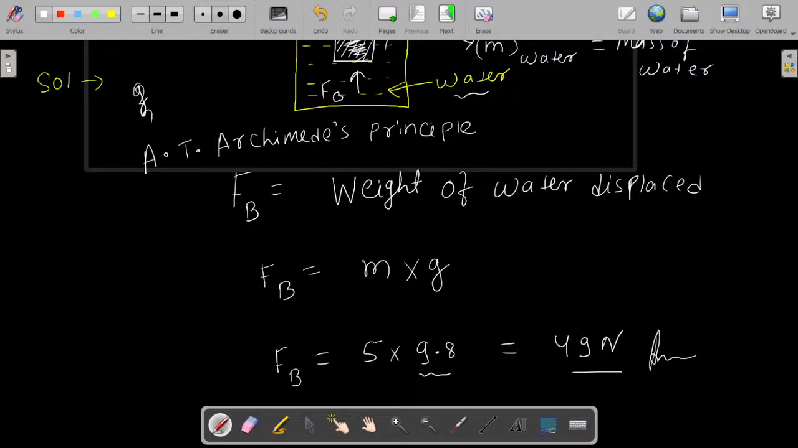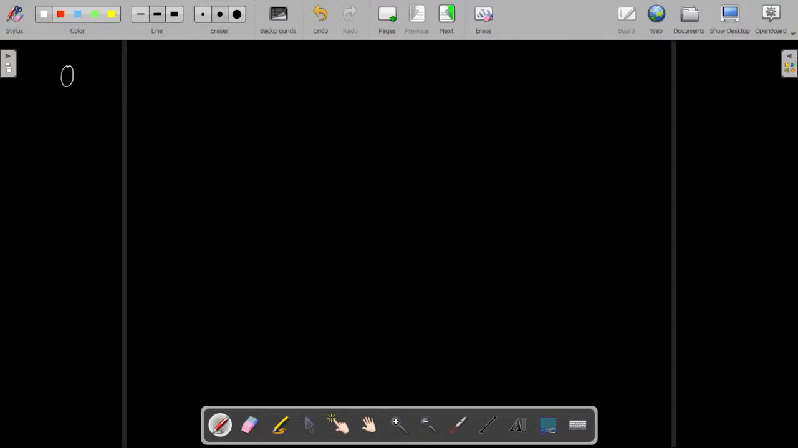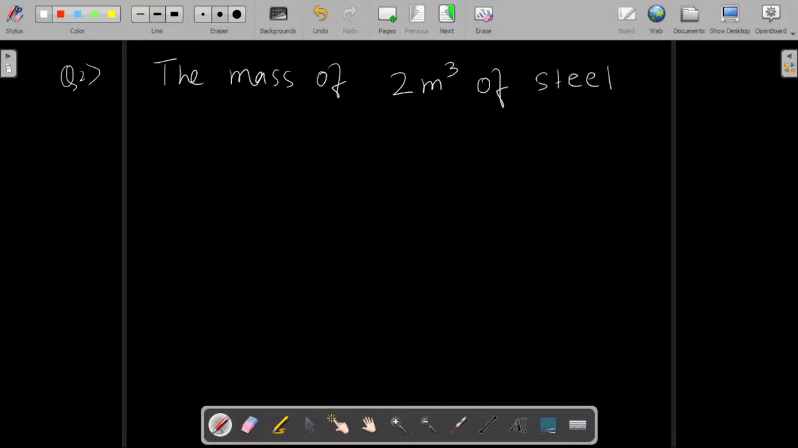Next, question number 2. Write down. Question number 2. The mass of 2 meter cube of steel is 15600 kg. Calculate its density.